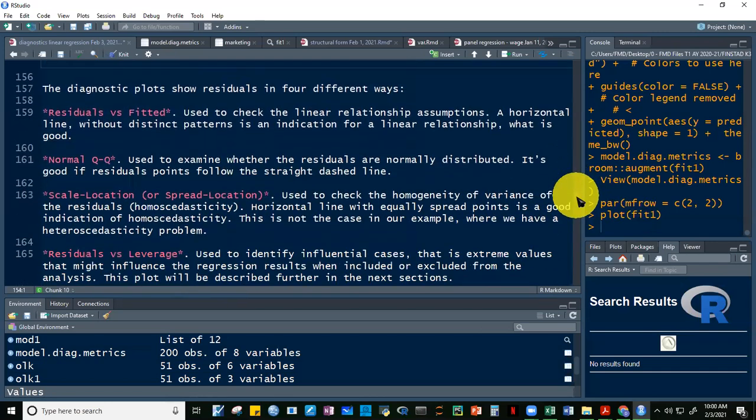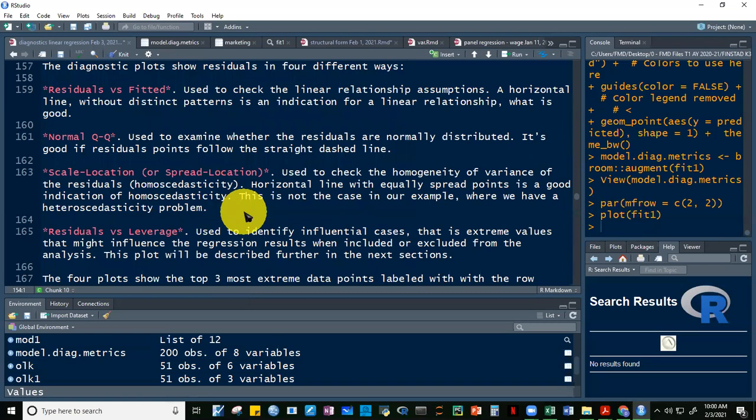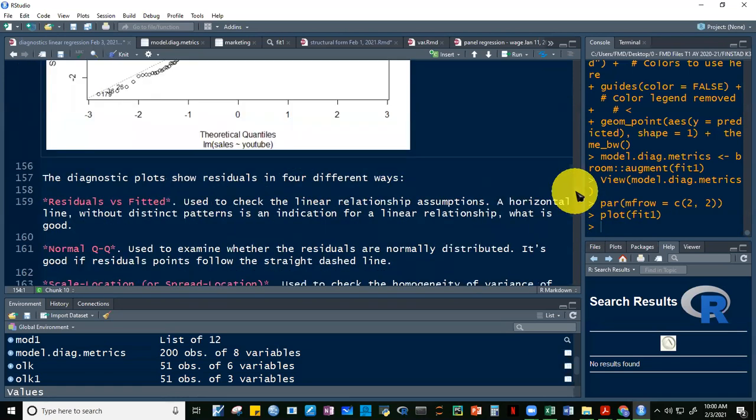Okay, and then third, guys, scale location or spread location. Saan ginagamit to? Ito yung pag-check ng heteroskedasticity, no? Kung homogeneous yung variance natin, dapat walang trend, dapat constant yung variance natin. Horizontal line with equally spread points is a good indication of homoskedasticity. Okay, mukhang may heteroskedasticity problem tayo.